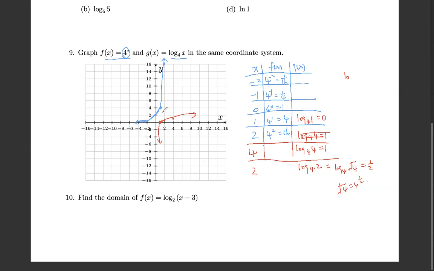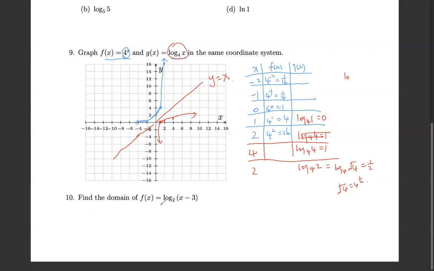The two graphs are symmetric about the line y equals x. So this line is called y equals x. And any inverse functions are symmetric about this line y equals x. So the exponential function and the logarithm function are inverse functions of each other.